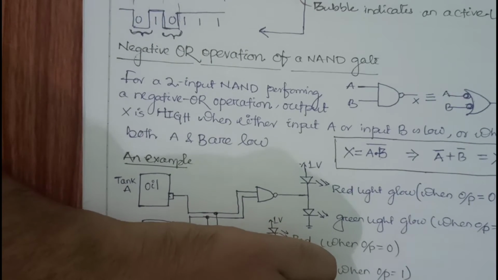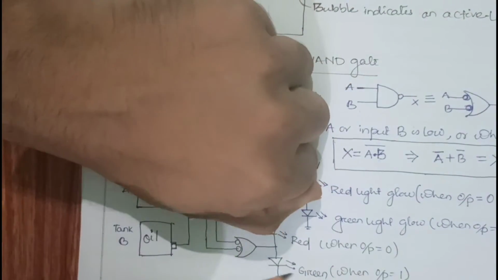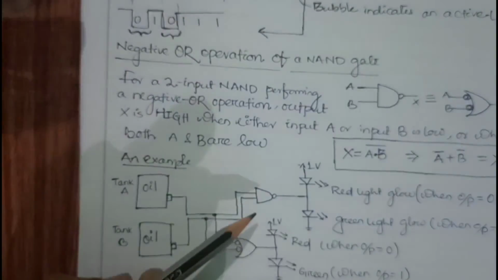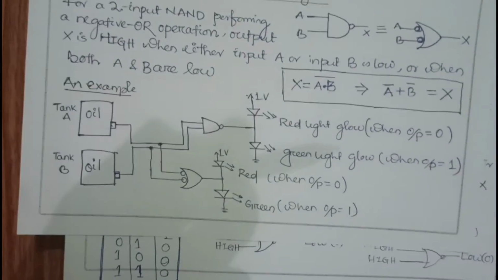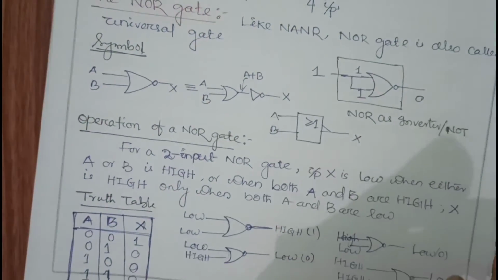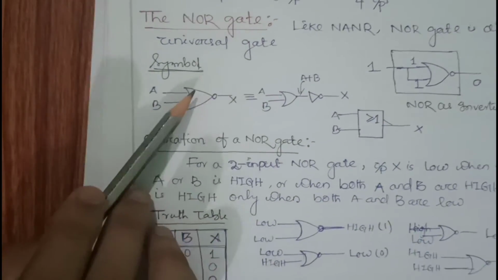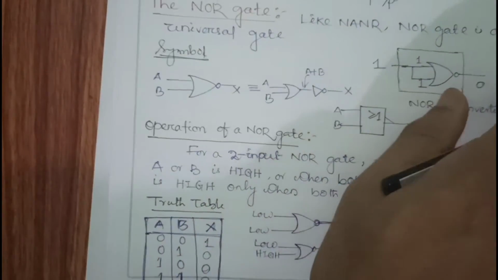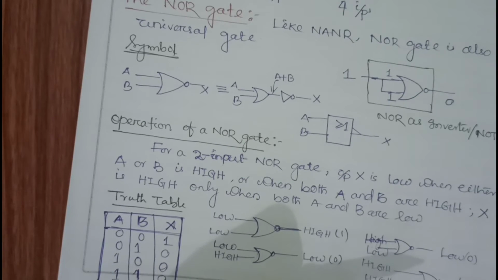You remove this part, you only see this part, or you remove this part, you see this part. Both are the same. That is the representation of NAND gate. Similarly, our NOR gate can be seen like that. This is the symbol representation of NOR gate. This NAND and NOR, they are called universal gates.